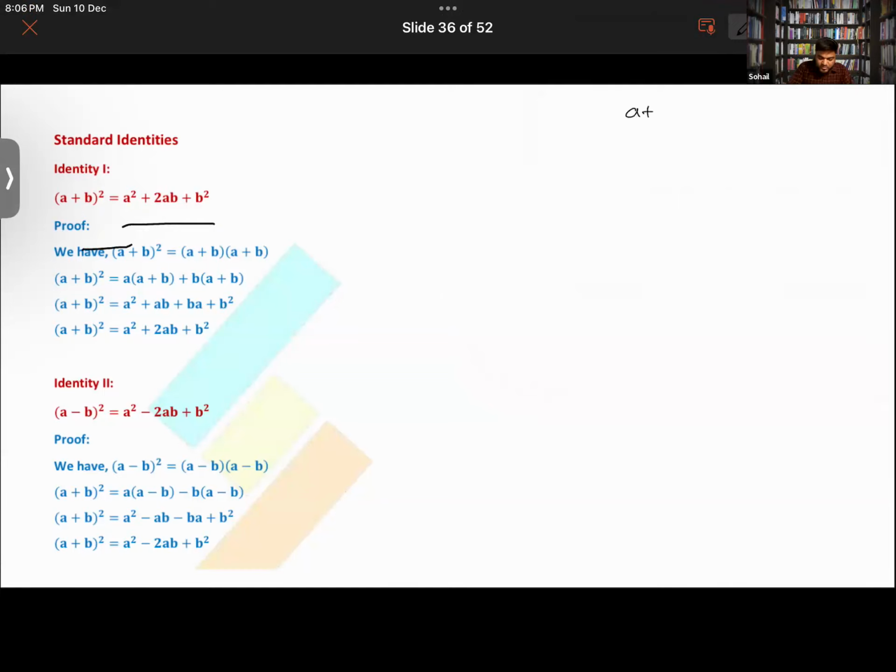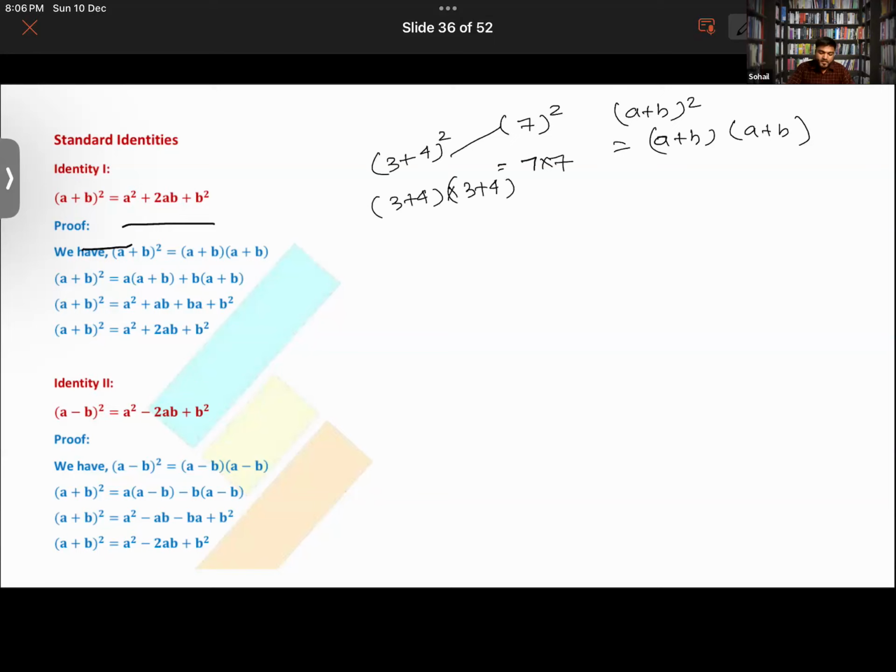Now a plus b whole square, okay. You know that it can be written like this also, a plus b times a plus b. It's the same as when you write 7 square, so it becomes 7 into 7. Or it's the same as, you write 7 as 3 plus 4 whole square, so it becomes 3 plus 4 into 3 plus 4. And again, 7 into 7 is simply 49.